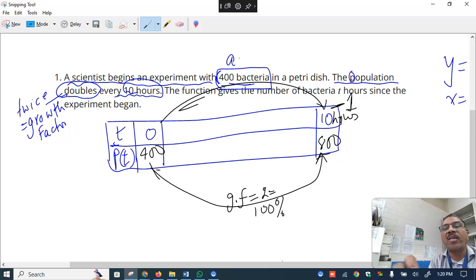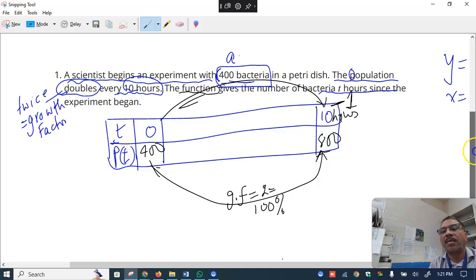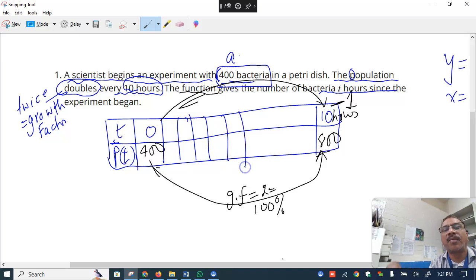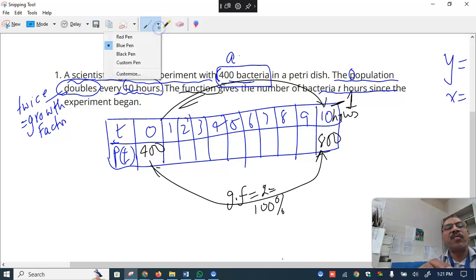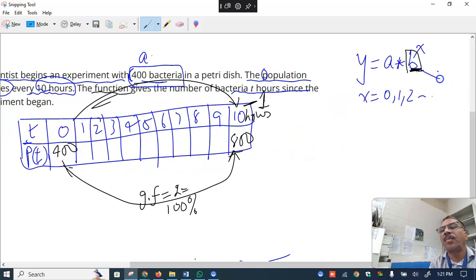But the question is we want to create a function that gives the number of bacteria T hours since the experiment began. So I'll break this into 1, 2, 3, 4, 5, 6, 7, 8, 9, and 10. So that means we need to know every hour what the growth is. That means we want to know the B. The B that I'm using in the formula has to be for each hour.